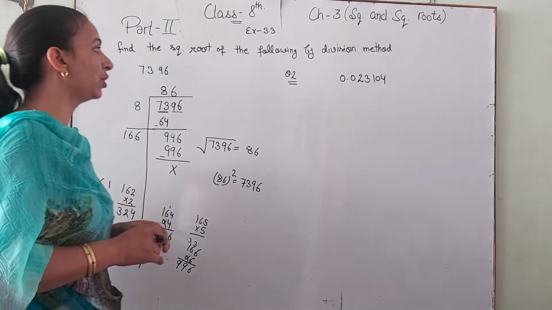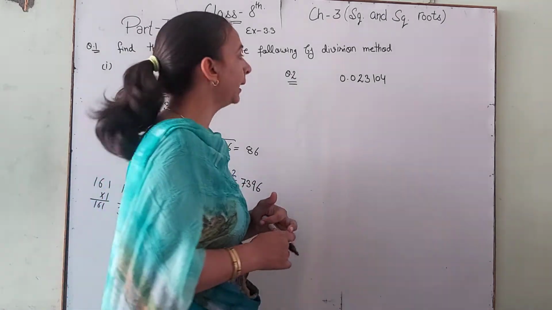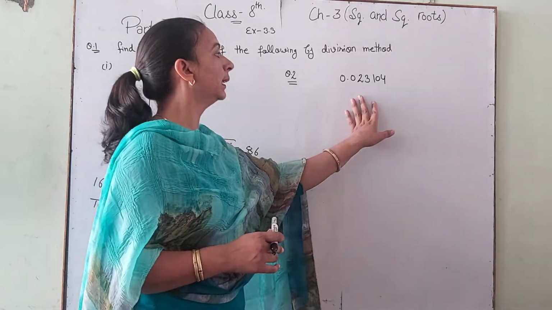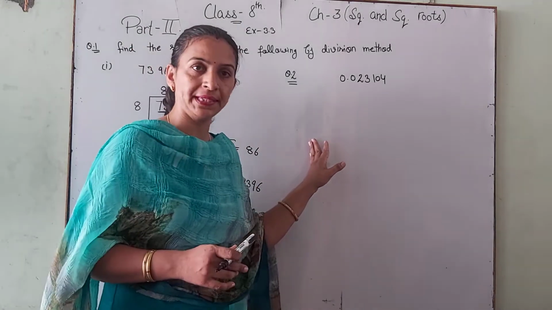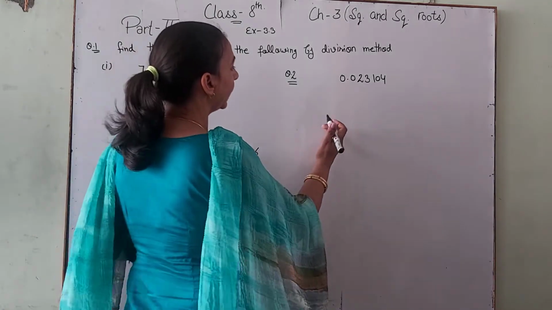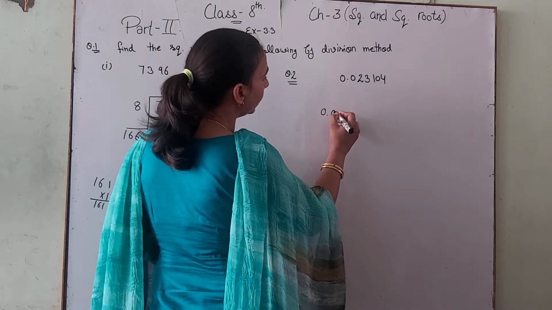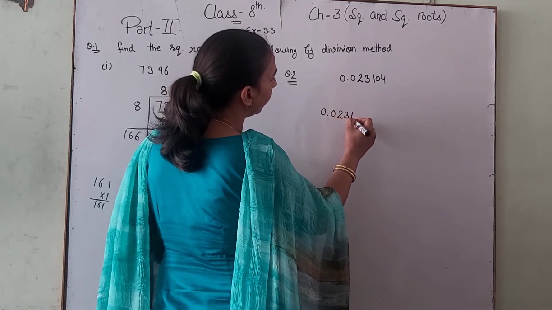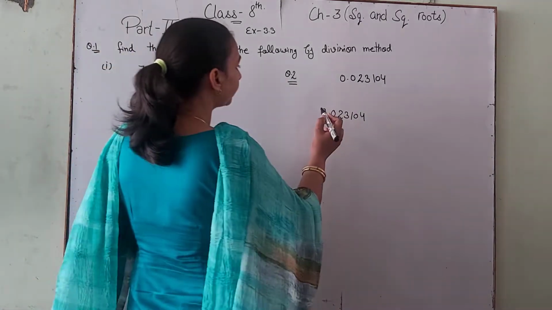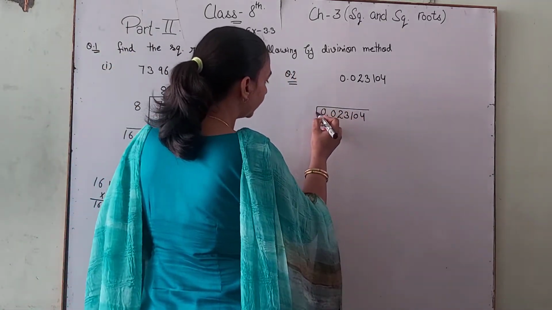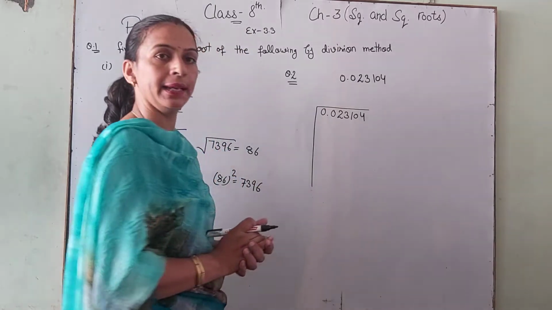Next we take the next question. Question number two. This is the given number, and we find its square root also by the division method. We take 0.023104. We have this number. We find the square root of this by the division method.